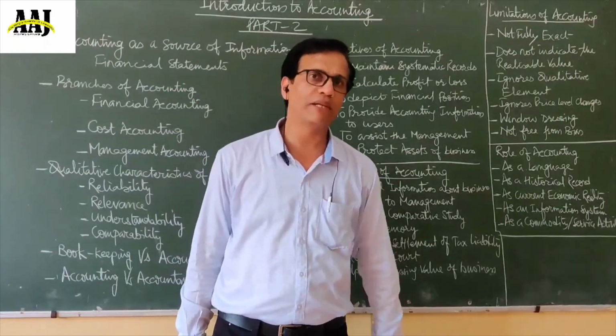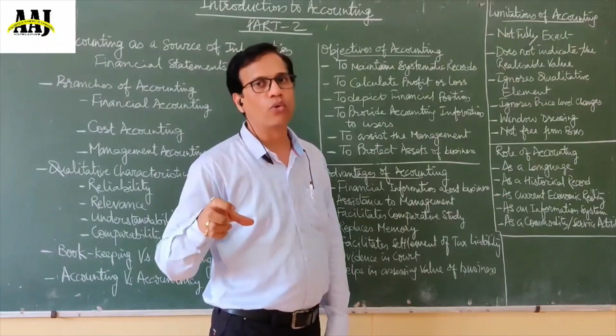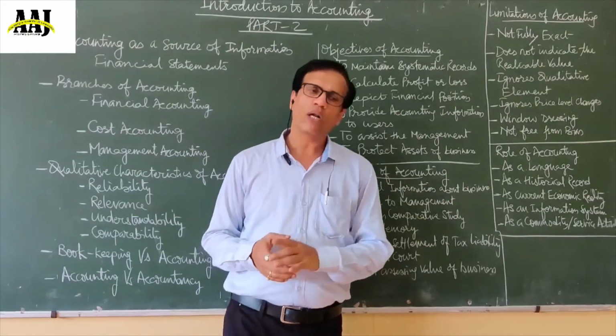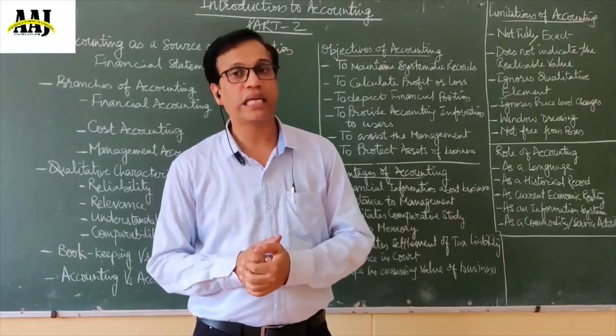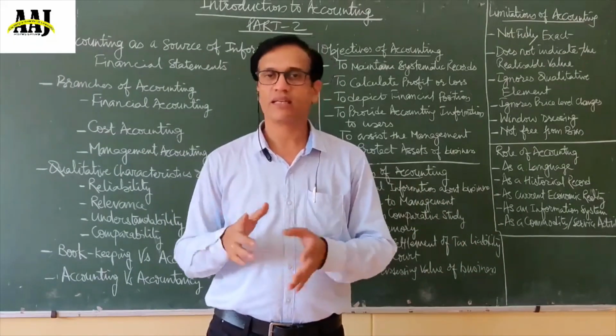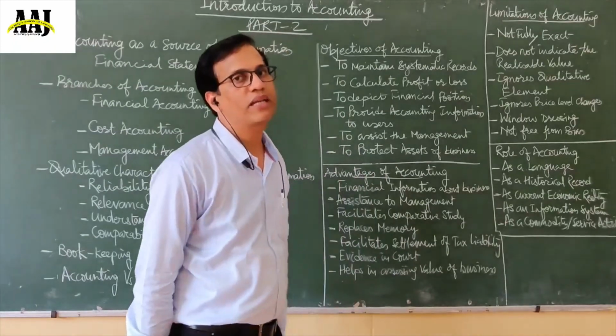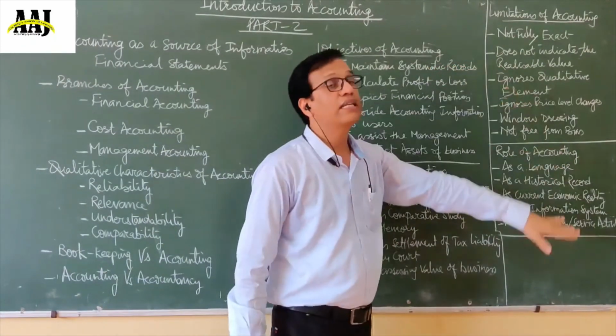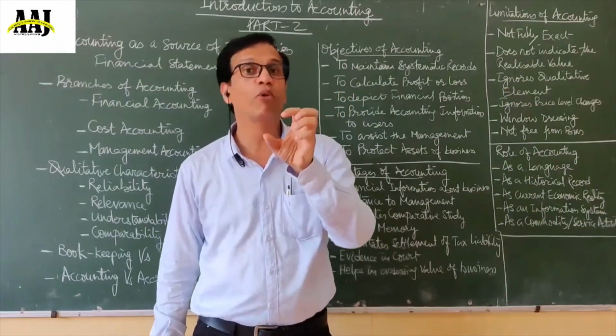So this is also a limitation. Suppose there are 5 partners, and one of the partners asks what amount these assets can give us in case of emergency. That is not provided by the accounting records. So it does not indicate the realizable value. It provides only the book value of the assets.